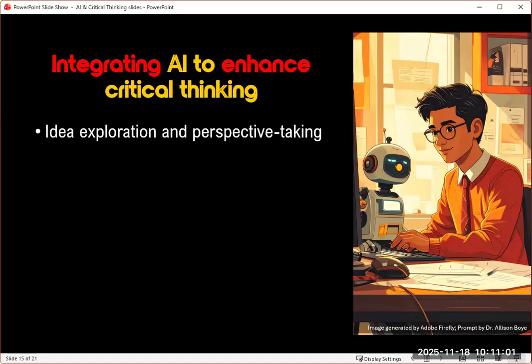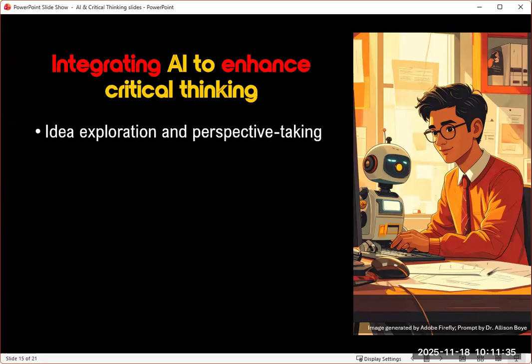Idea exploration and perspective taking. AI can be a really powerful tool for that. It can generate multiple viewpoints about a concept or about a topic. It can help generate alternative solutions to a problem that can then facilitate compare and contrast discussions. It can help them evaluate ideas rather than settling on the first answer. Again, helping them think about multiple perspectives that might be brought to something that they might not have thought about before.